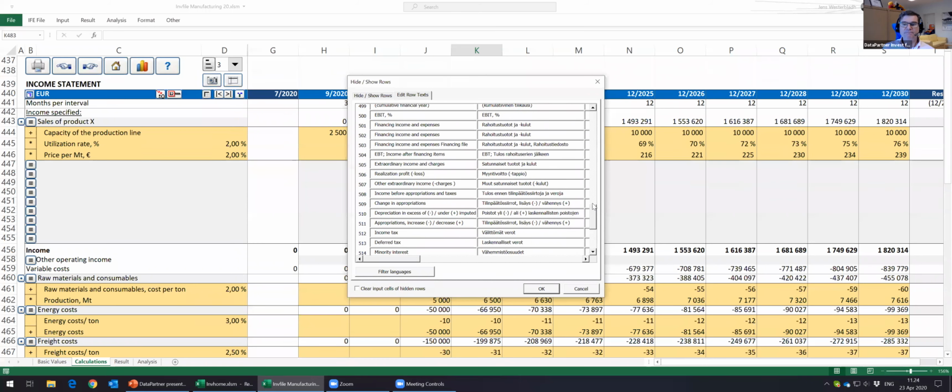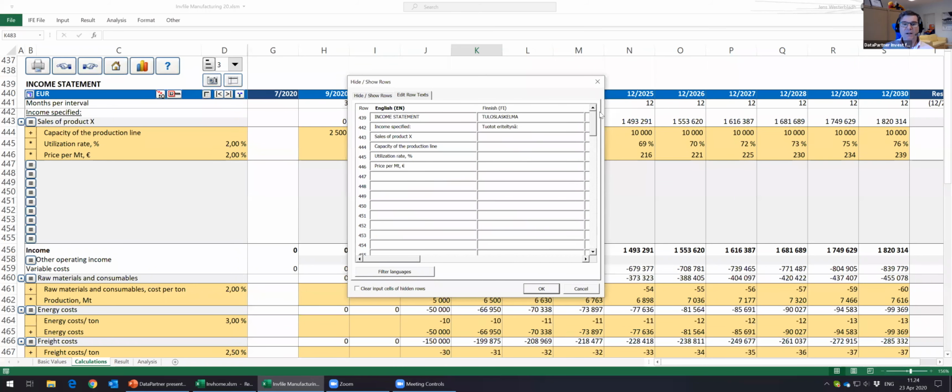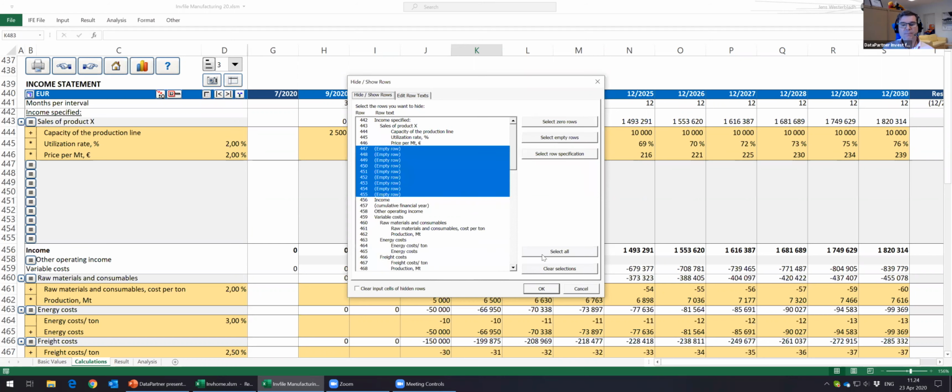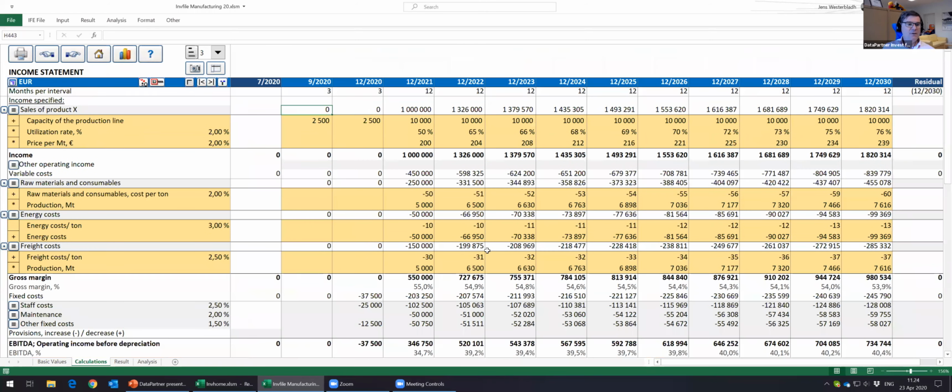So you can rename. And as you see now, when I made my own rows, if I make a template, I could also make those rows in many languages, so the program can even translate the own rows. Okay, now it has hidden the rows I didn't need, and it's more compact.